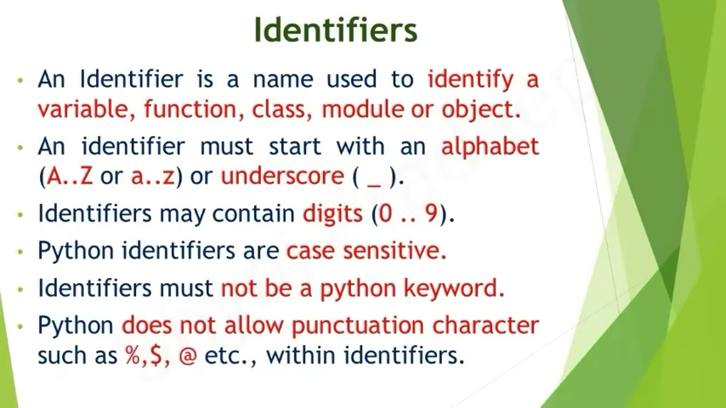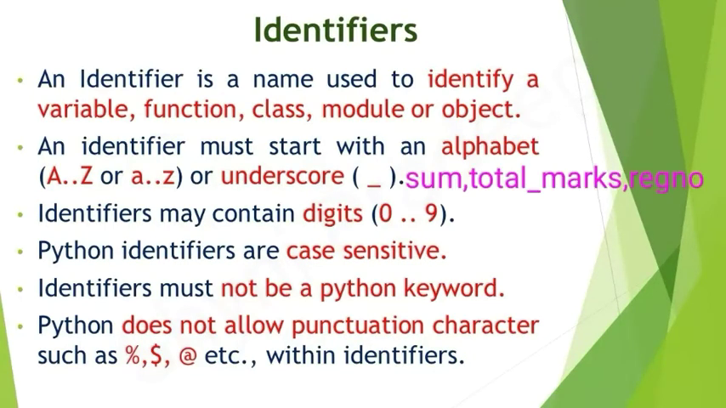What are they? First rule is an identifier must start with alphabet or underscore. Alphabet means what? Capital alphabet letters and small alphabet letters, A to Z. Uppercase alphabet letters and lowercase alphabet letters. So you can start with any alphabet and underscore. Underscore means what? This is the underscore. For example, A underscore. So you can start with the underscore also. But you should not start with numbers.